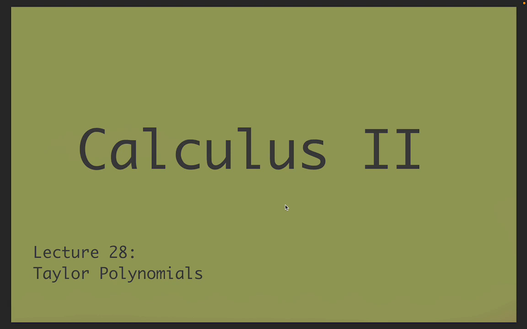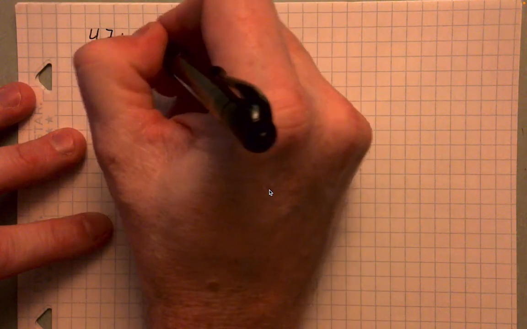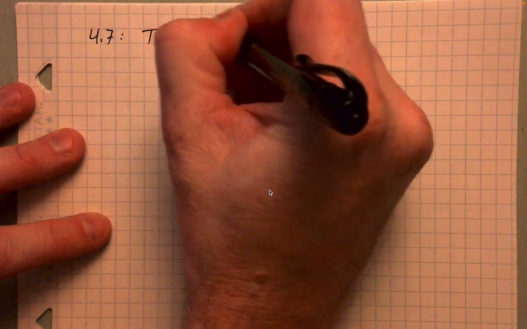So let's start in on this. Let's go ahead and jump into it. Let's call this section 4.7, and this will be Taylor polynomials.